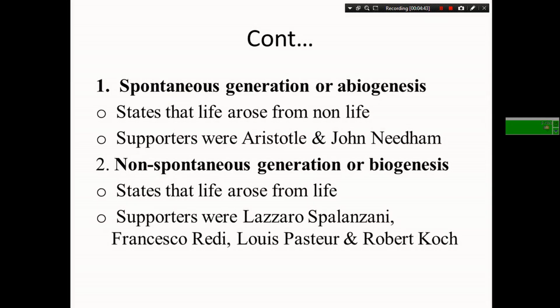The second one is the opposite of spontaneous generation, called non-spontaneous generation or biogenesis. This generation states that life comes from life, or living things come from living things, which is the scientific view. Mainly the scientific view says that life comes from evolutionary lines. Let's say human beings come from ancestors such as the chimpanzee. This means life comes from life.